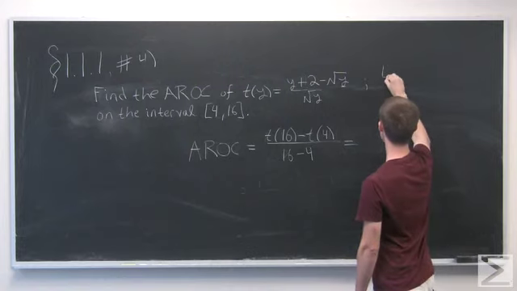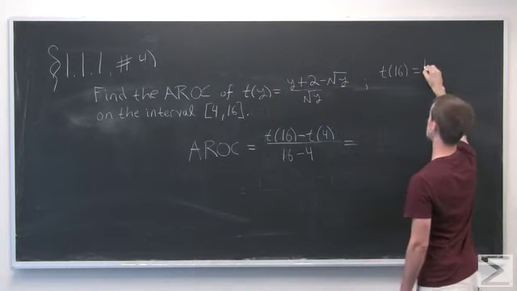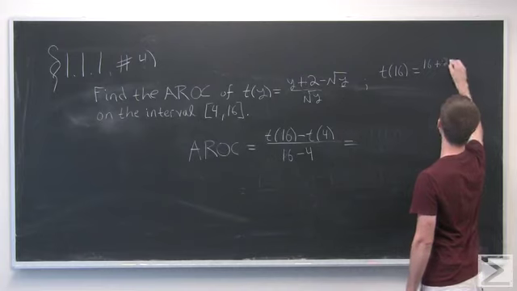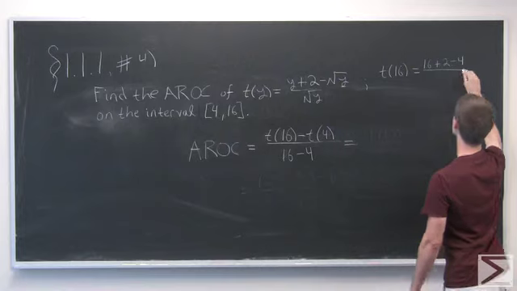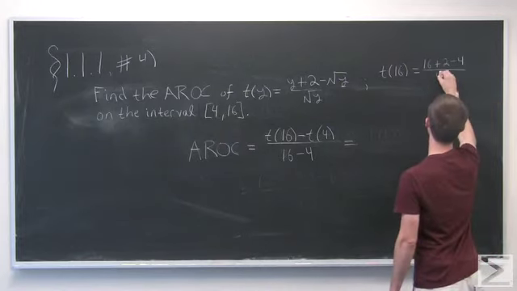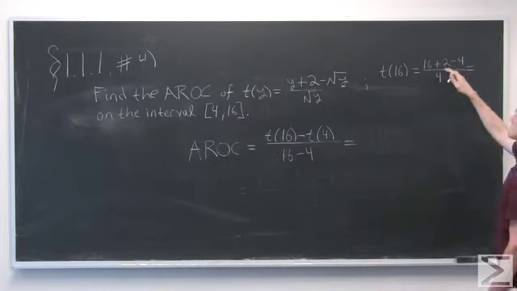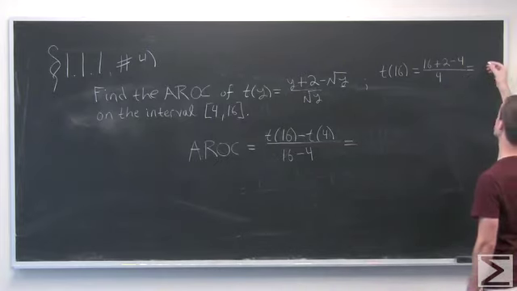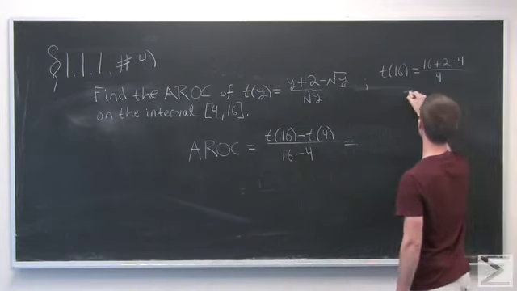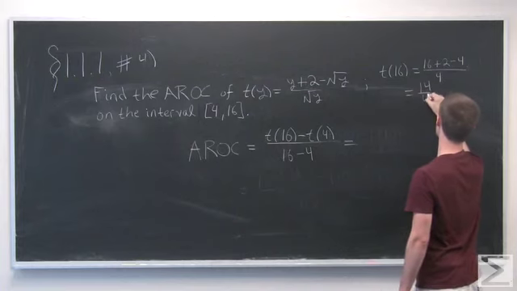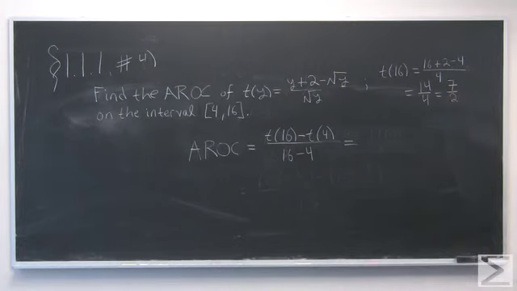So we'll note that t of 16 is equal to 16 plus 2 minus the square root of 16, which is 4, over square root of 16, 4. And this is equal to, we've got 16 plus 2 is 18, minus 4 is 14, divided by 4. So I'll write that down here, which is equal to 7 halves.